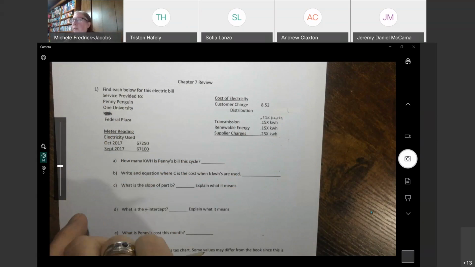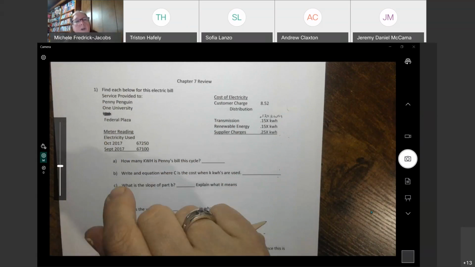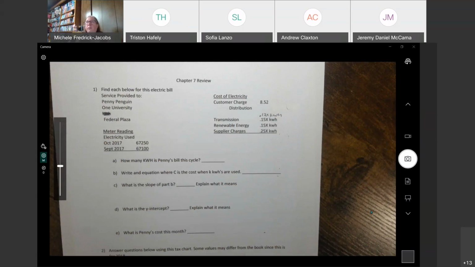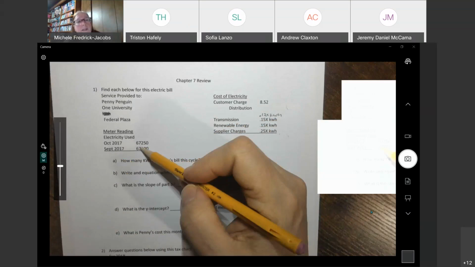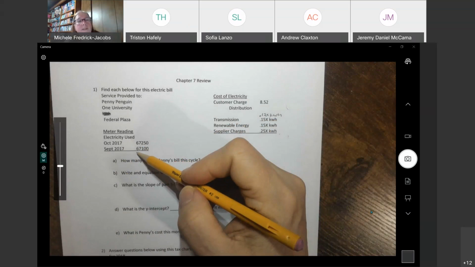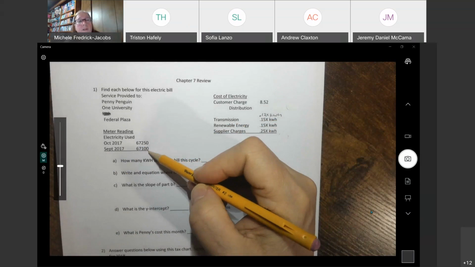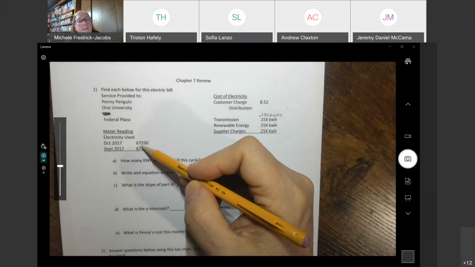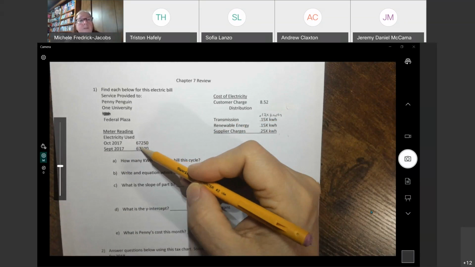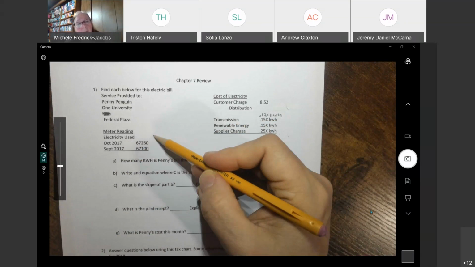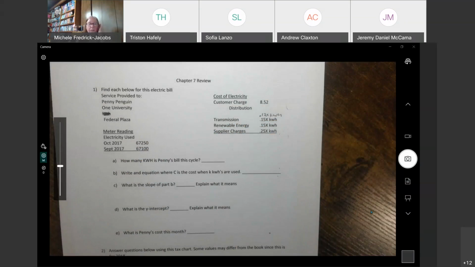Kind of think of it like the miles in your car. You know how at the end of the month, your miles don't go back to 0. They continuously go on. And that's the same thing with your meter. At the end of the month, like the end of September, this one was 67,100. At the end of October, it was 67,250. Not because you used that much, but because it continued. Just like the miles in your car.